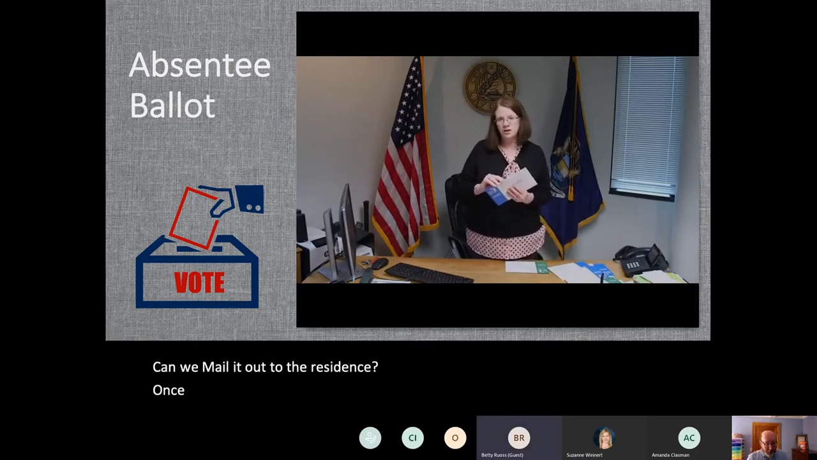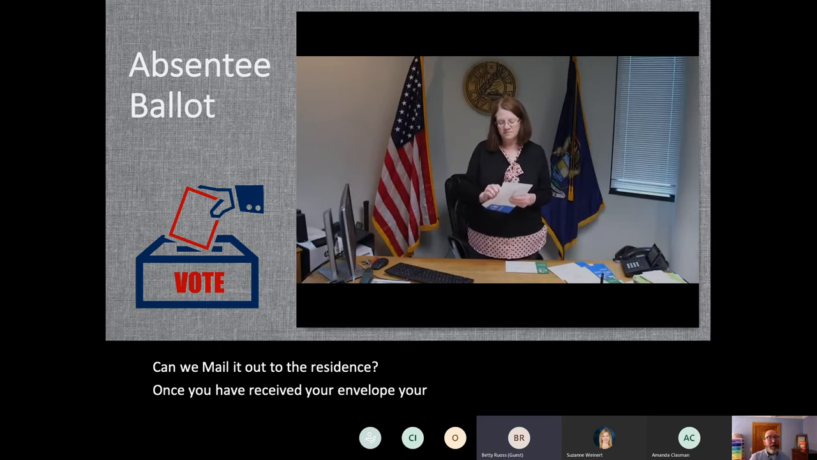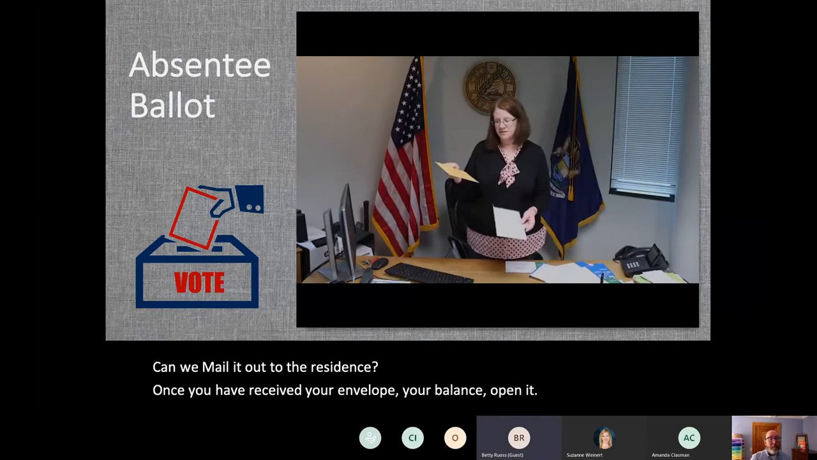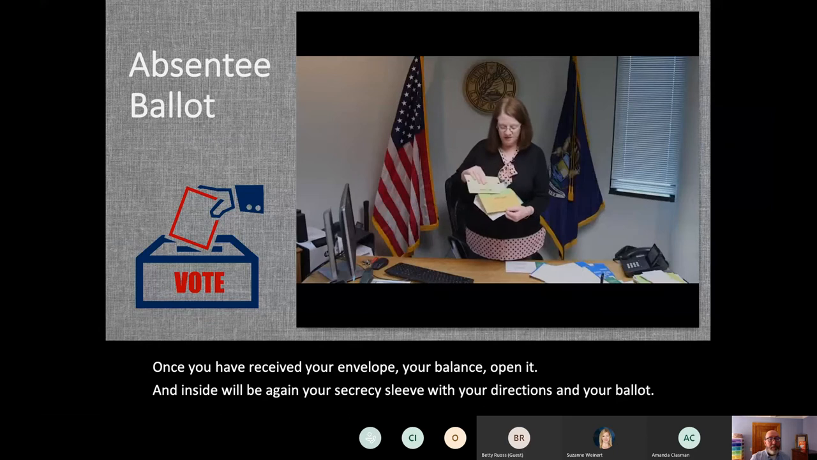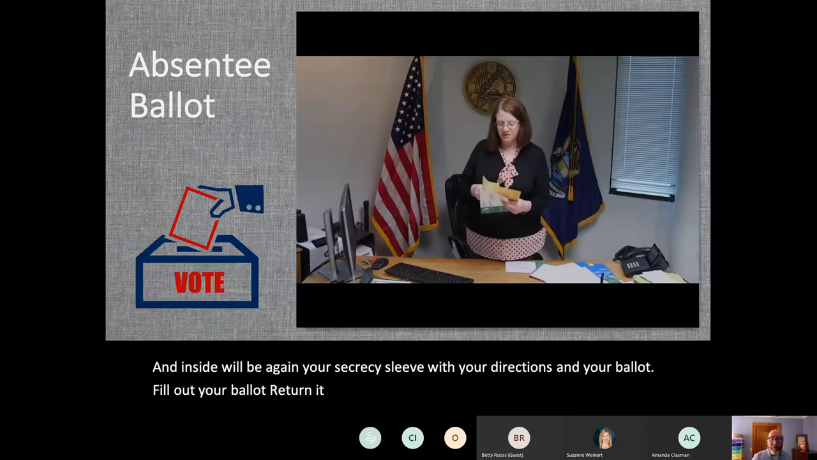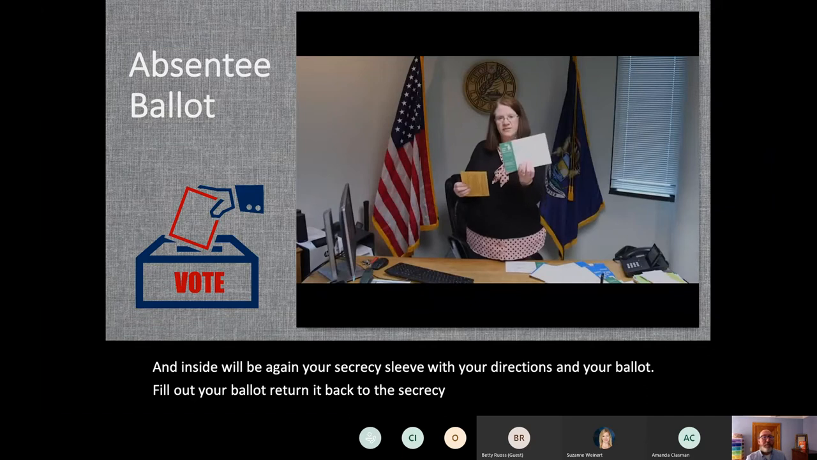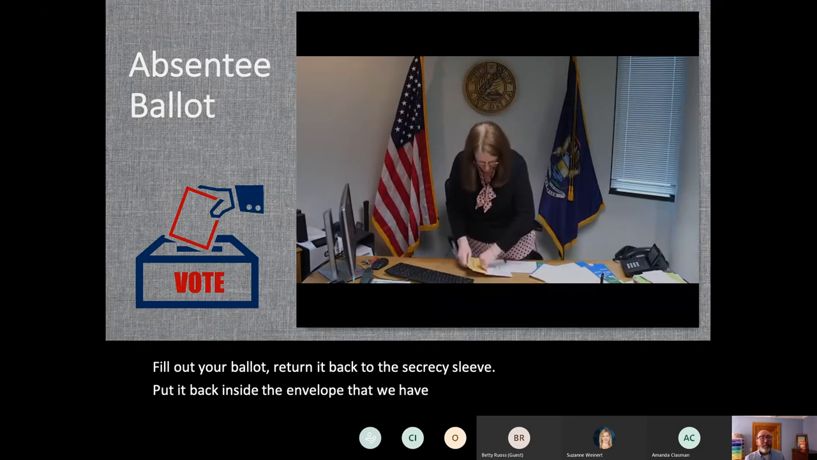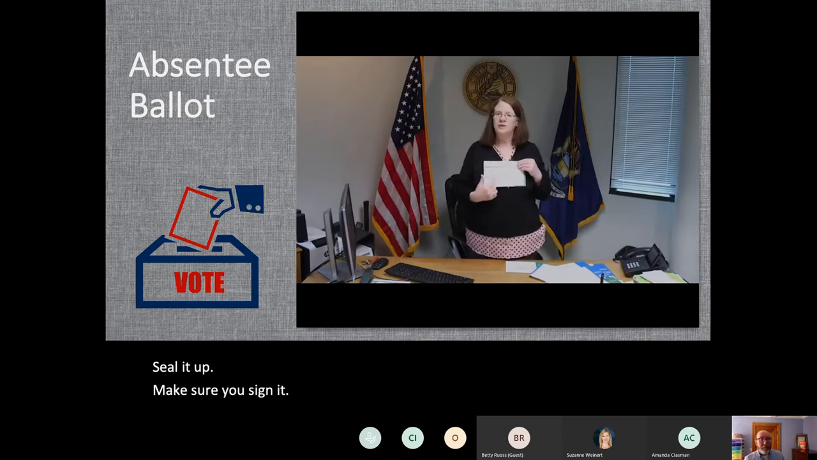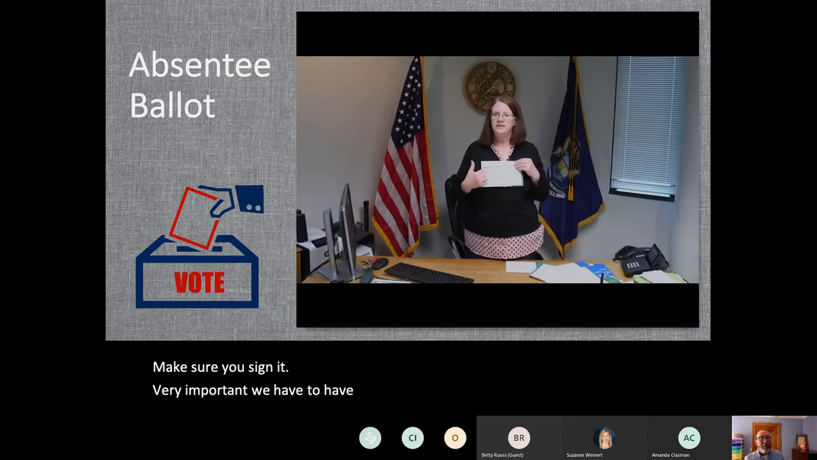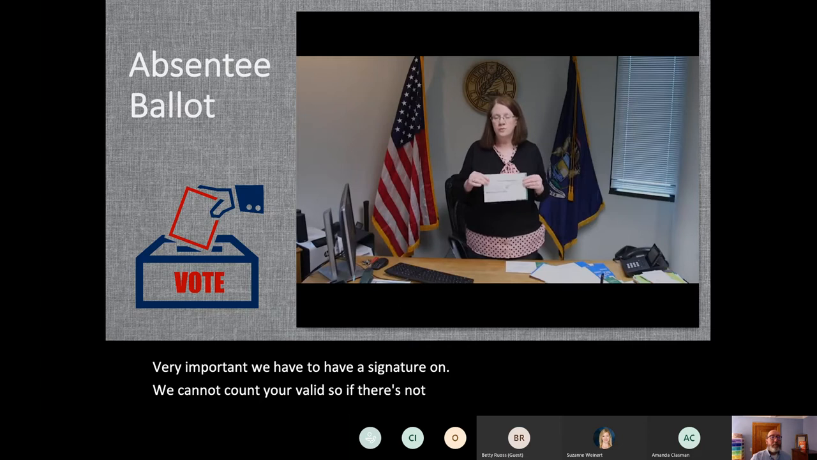Once you have received your envelope, your ballot, open it. Inside will be, again, your directions and your ballot. Fill out your ballot, return it back to the secrecy sleeve, put it back inside the envelope that we have provided. Seal it up. Very important, we have to have a signature on the envelope or we cannot count your ballot. If there is not a signature, we will be contacting you.